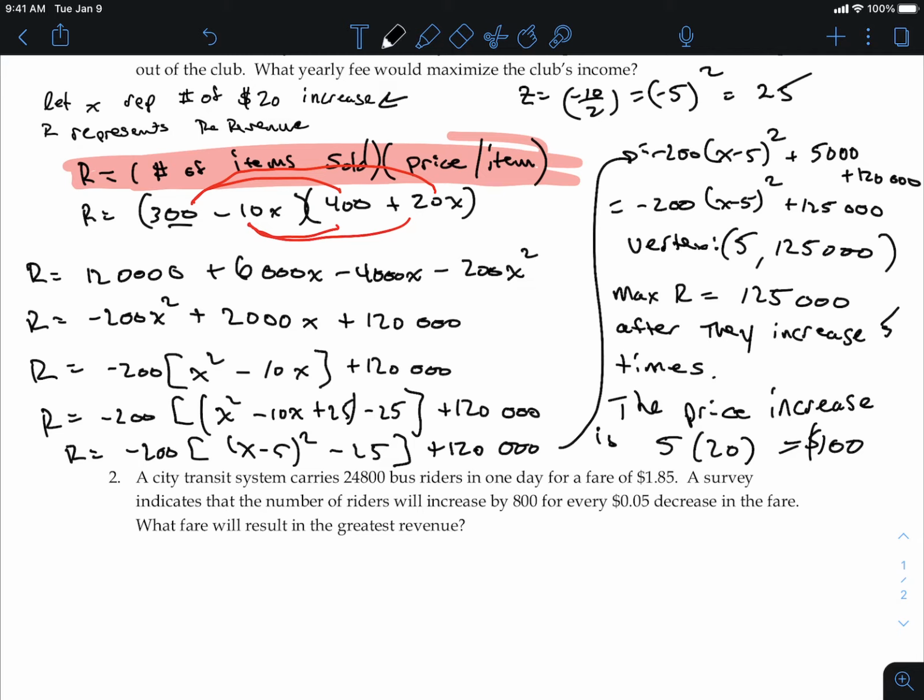How did you get 5,000? The 5,000's from when I multiply the 200 in. Oh, you did negative 200. Negative 200 times 25. That should be the 5,000. They're both negative, so it comes out positive, right? Okay, any other issues?